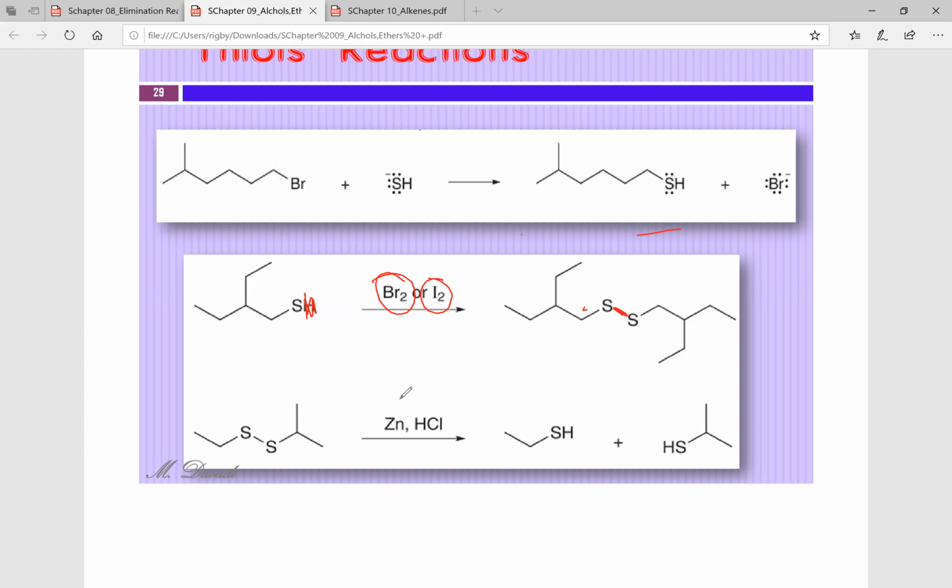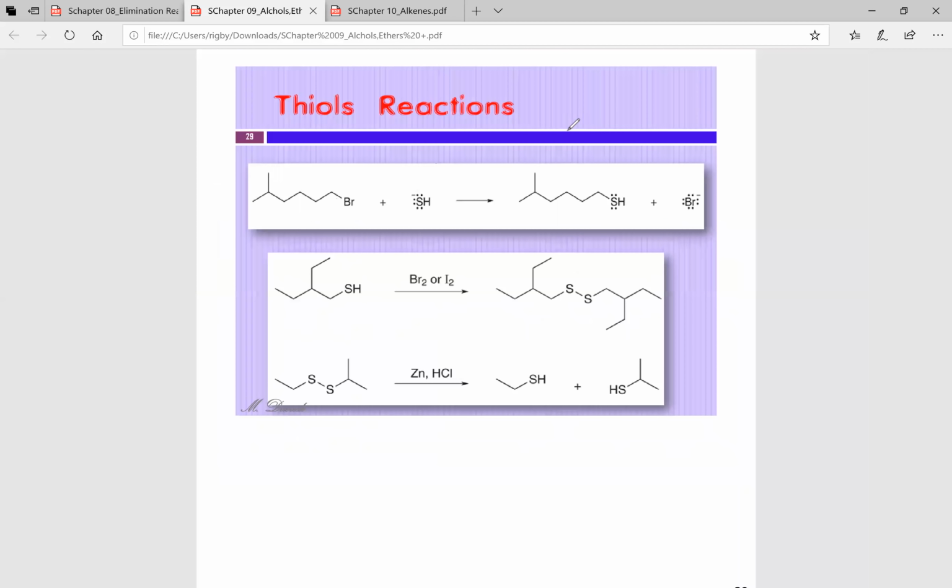And then we can break that bond as well with zinc and hydrochloric acid. And again, this stuff, I personally find it less important than the alcohol stuff. But again, you should know how to do it, especially because these disulfide bridges occur a lot in the human body. So if you want to go into med school or research about this stuff, this is really important to know.